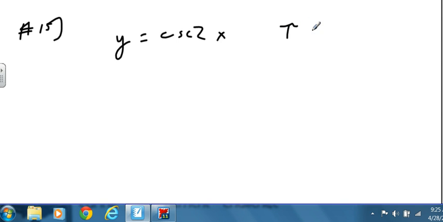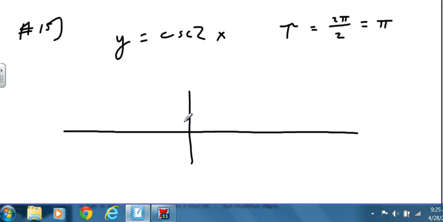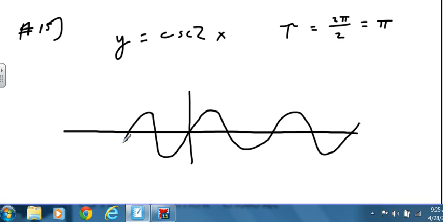Period. What's my period? Well, my period's going to be 2 pi over b. My b is a 2, so my period's going to be pi. Okay, so I'm going to draw a sine function. So there's my sine function. I'm going all the way up to 1, all the way down to minus 1, and I'm going to put construction lines as I pass through 0.